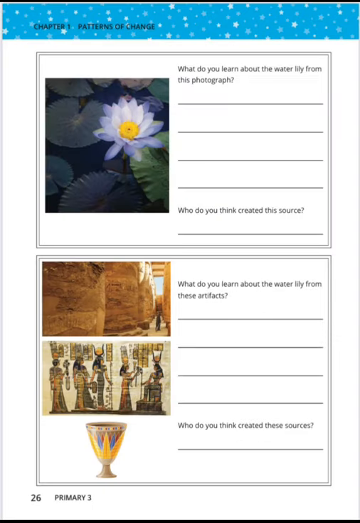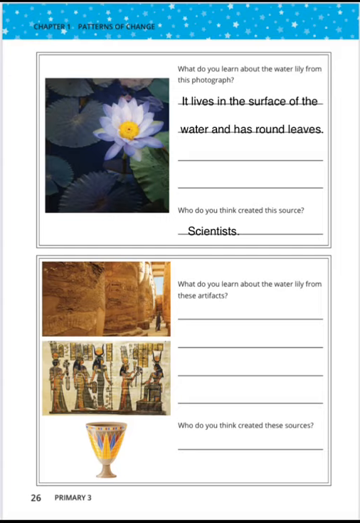Now let's look at page 26. Look at the first picture. What do you learn about the water lily from this photograph? It lives on the surface of water and has round leaves. Who do you think created this source? The answer is scientists.